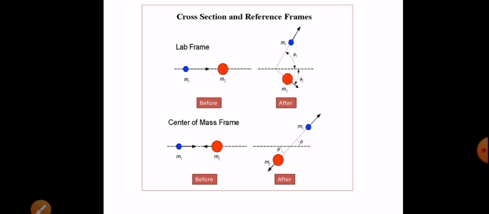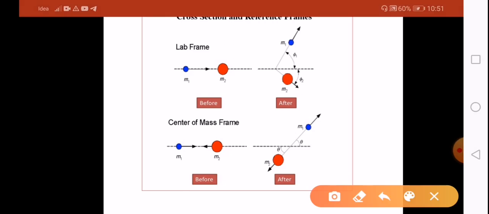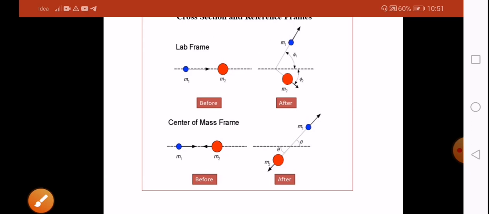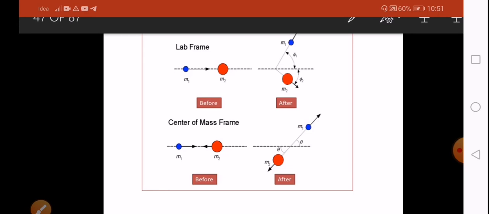In the center of mass frame, we consider that m1 and m2 are both moving. They are heading towards each other, and what is taken as constant is the center of mass. So we are studying with respect to the center of mass. m1 and m2 come towards each other and get scattered, one particle goes in this direction and the other goes in that direction after collision, and the center of mass is taken to be constant. Using both these considerations, you can find the cross section.